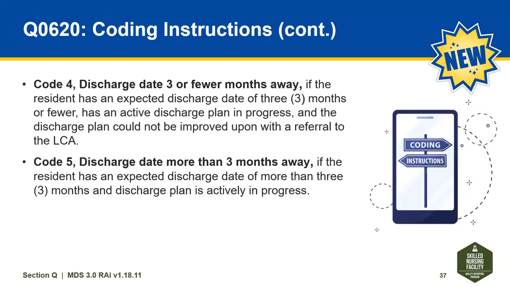Code 4, discharge date 3 or fewer months away, if the resident has an expected discharge date of 3 months or fewer, has an active discharge plan in progress, and the discharge plan could not be improved upon with a referral to the LCA. Code 5, discharge date more than 3 months away, if the resident has an expected discharge date of more than 3 months, and the discharge plan is actively in progress.